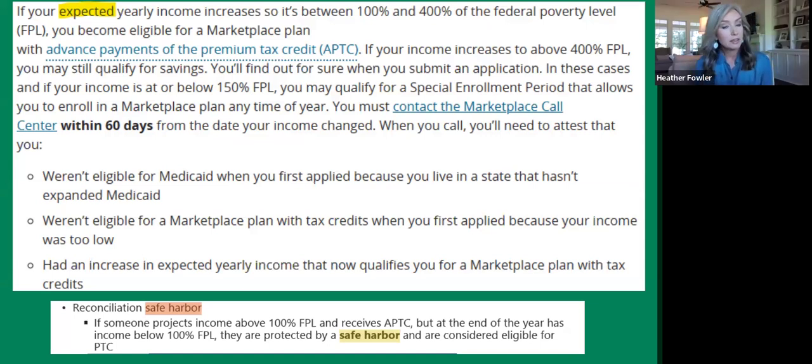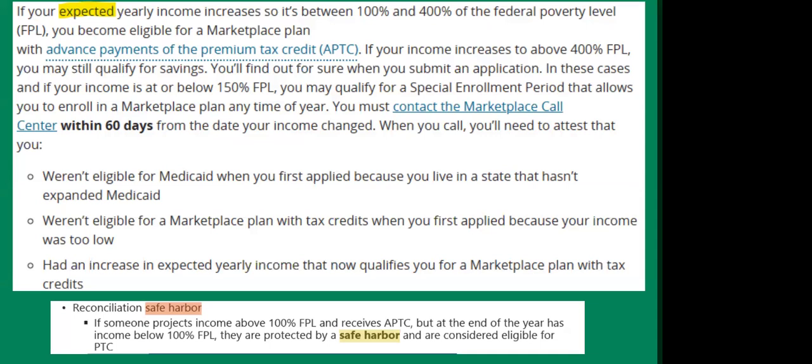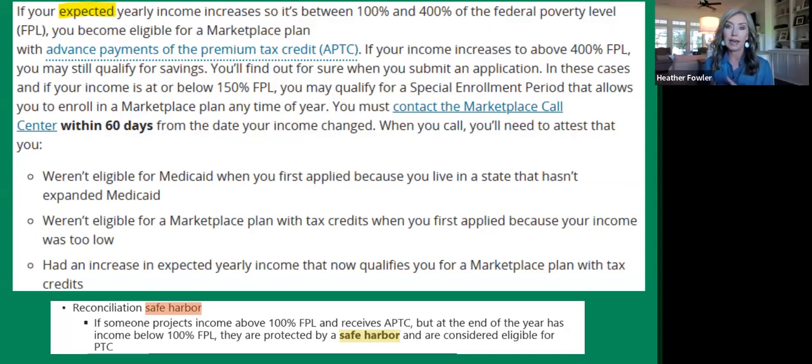Okay. So what I have found through researching is that if someone projects, okay, just let's take an individual and they project they're going to make 16,000, and they're just a household of one, and then they only end up making 14,000, they are protected. They're not going to have to pay back that premium tax credit. They're not going to have a penalty for that as of today. Now, I don't know how things might change going forward. And I have heard a lot about that people are going to be asked to verify their income.